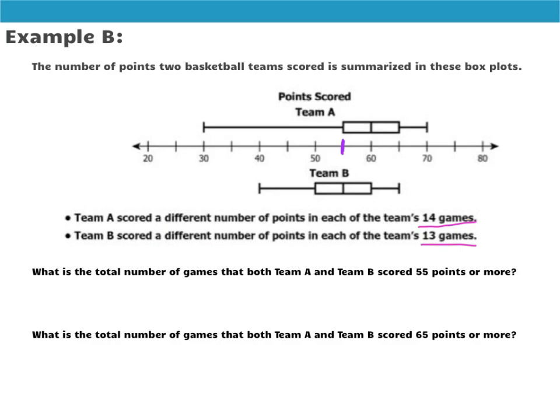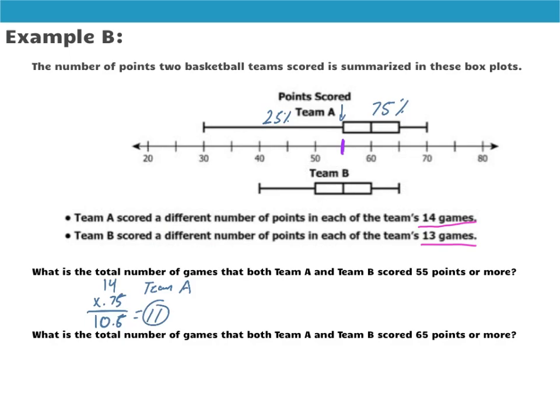So let's start with Team A. We can see that 55 is going to be at its lower quartile. So that means that our data below that mark is going to be 25%, and the data above that mark is going to be 75%, because remember, each quartile represents 25% of the data. So now we know that we're going to be looking for the 75%. So we're going to take our 14 games and multiply that times 0.75. When I do that, I'm going to get 10.5. Now, that's an issue because I can't have half a game. That's not how things work. So again, I'm going to have to apply my rounding up to 11 games. So team A, we're going to go with 11 games.